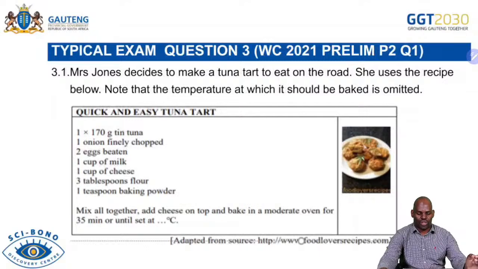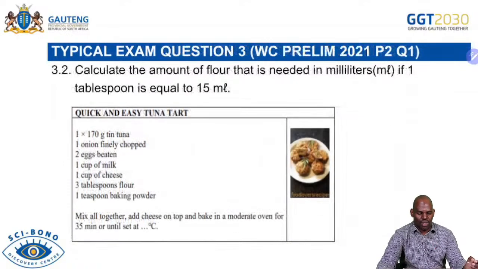Okay, then the next question, it's still based on the recipe. Mrs. Jones decided to make a tuna tart to eat on the road. She uses the recipe below. Note that the temperature at which it should be baked is omitted. The first question: calculate the amount of flour that is needed in milliliters if 1 tablespoon is equal to 15 milliliters.